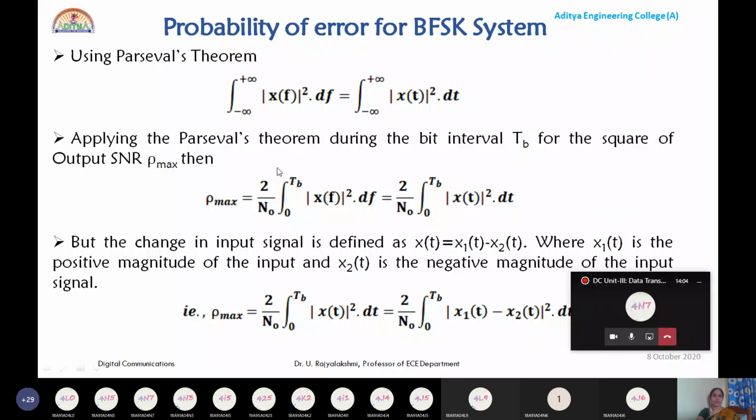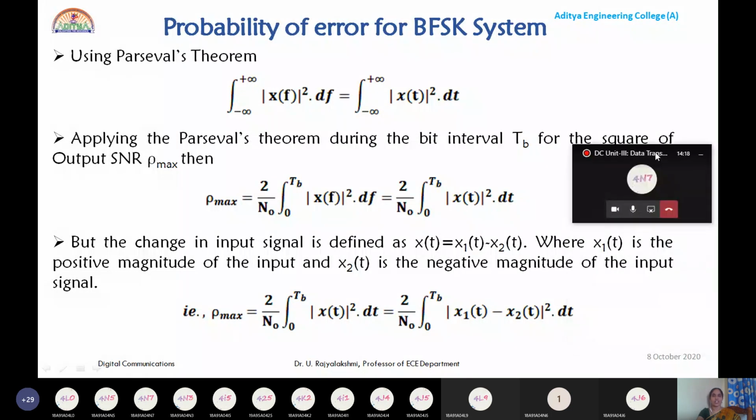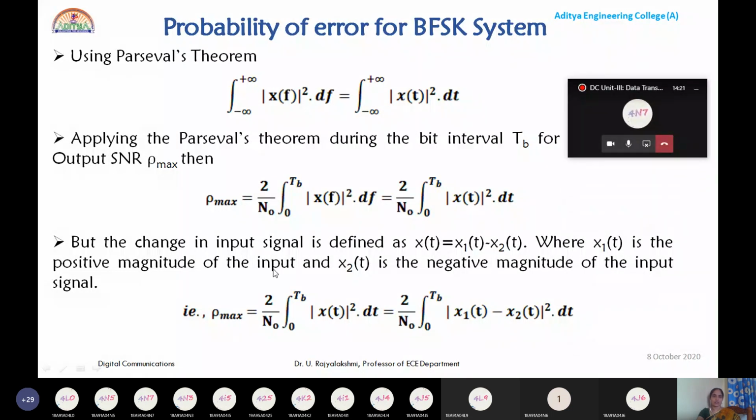Already I told you that x of t is a change in the input signal. So that's why you can say that it is the difference between the positive magnitude and negative magnitude of the input signal. So as usual, we'll replace x of t. What is x of t? Change in the input signal, that is x1 of t minus x2 of t. So just substitute x of t as x1 of t minus x2 of t, whole square dt.